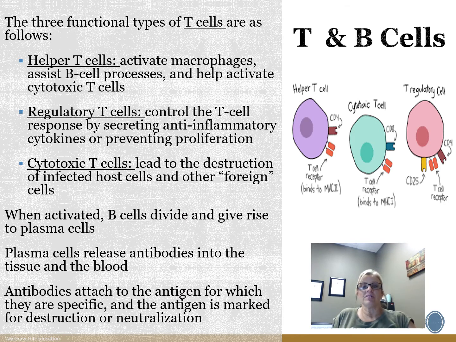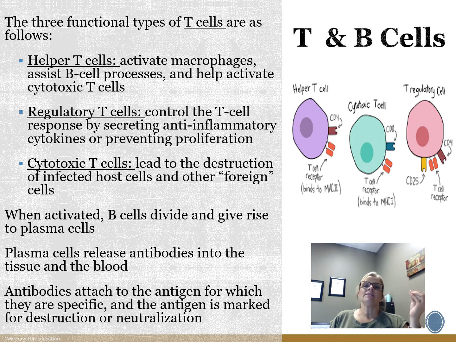So we have many different types of T cells, but these are some really important ones here. And then we have B cells. So we have our three functional basic types of T cells. We have our helper T cells, which can activate those macrophages, assist B cell processes, and help activate cytotoxic T cells. Then we also have regulatory T cells, which control your T cell response, okay, and cytotoxic T cells, all right, which lead to destruction of foreign cells.